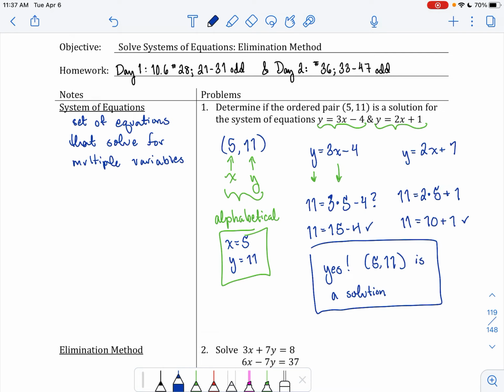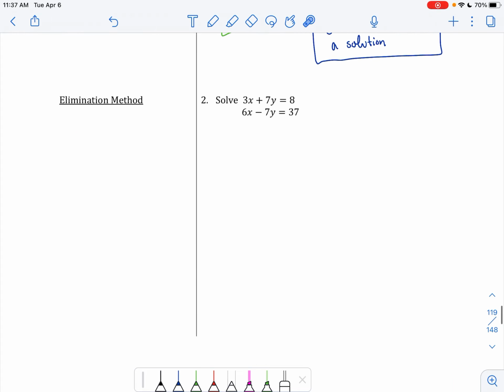Some systems will have more than one solution. Many will only have one. Now, this is nice because it just gave you the solution and said, okay, can you figure out if this is right or not? Now, what we can do is if we're given a system like this, we want to be able to solve it for ourselves.